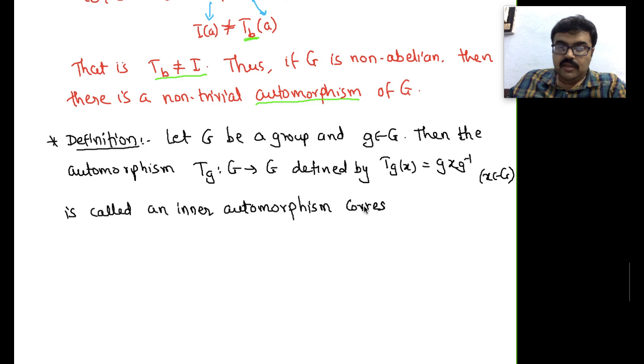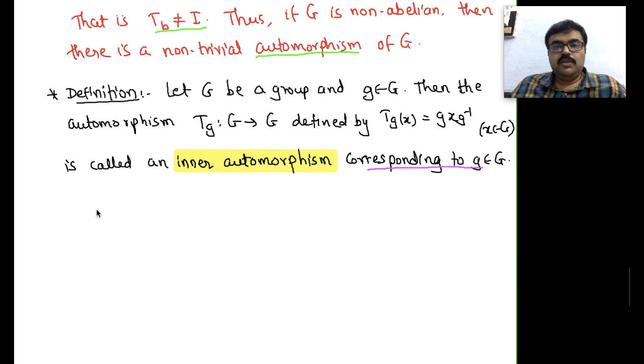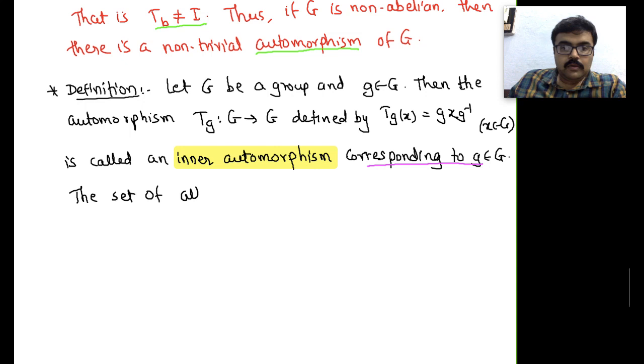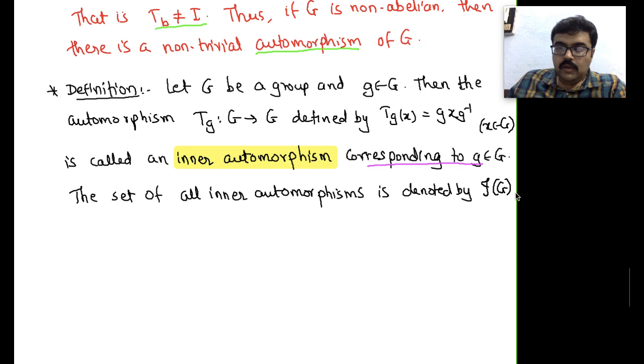So we get the idea that it is denoted by T_G. And how is it defined? G x G inverse for every x in G. So it is the inner automorphism corresponding to G belonging to G. This is the definition of inner automorphism corresponding to G. And the set of all inner automorphisms is denoted by script I(G). So this is the notation for the set of all inner automorphisms.